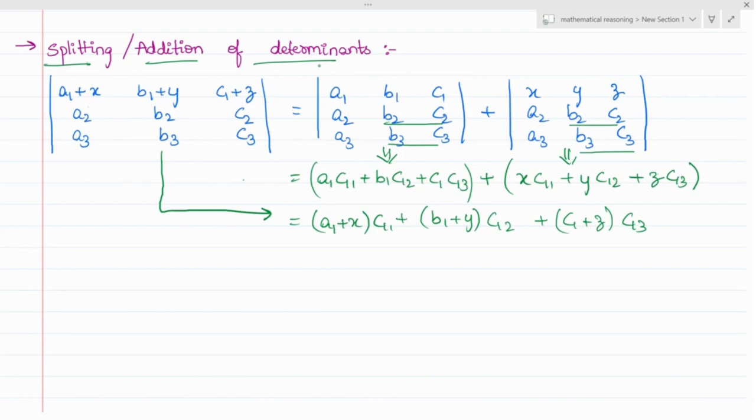One thing to remember here is that you can split only a particular column at a time or a particular row at a time, not two rows at a time, because when you do that, the cofactors are going to change and it will not satisfy the LHS. So if you have a sum of elements in the determinant, you can split it by taking any one row or column at a time. Let's see a few questions on this.